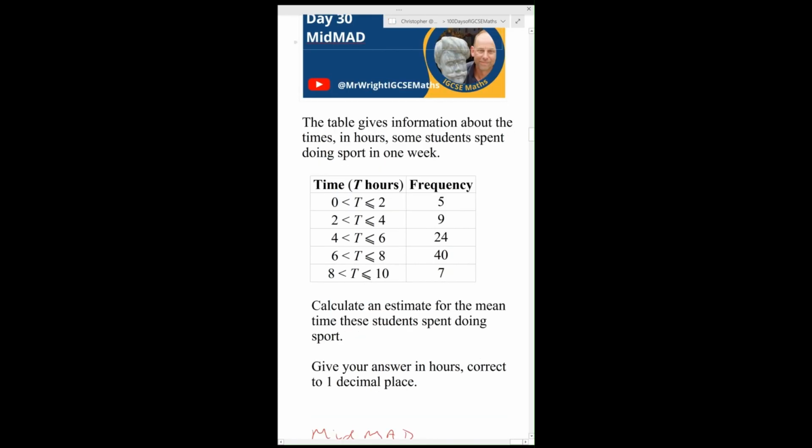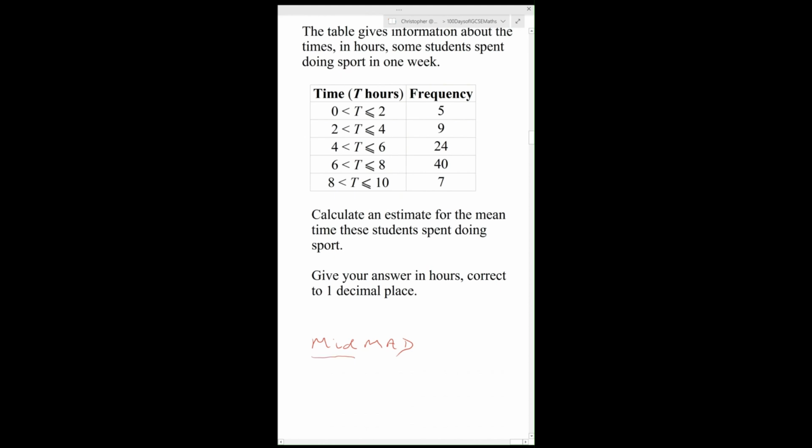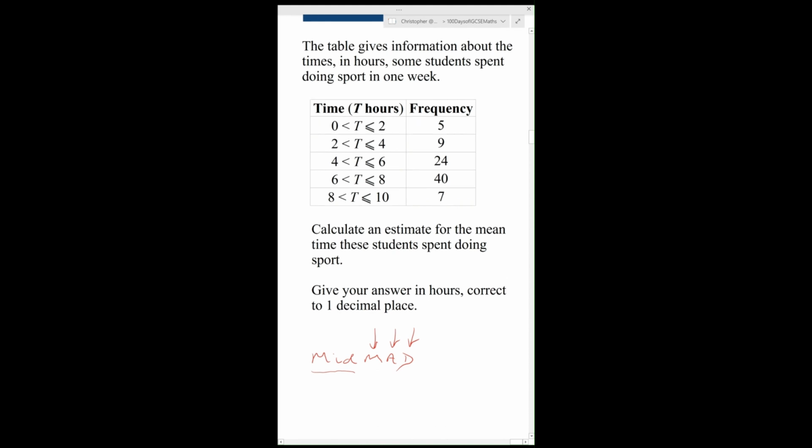Okay, I've got to find the mean. I'm going to mid-mad this. I'm going to find the midpoints. Then I'm going to multiply, add, and divide. Mid-mad. Right, the midpoints of each of the classes I'm writing down now.